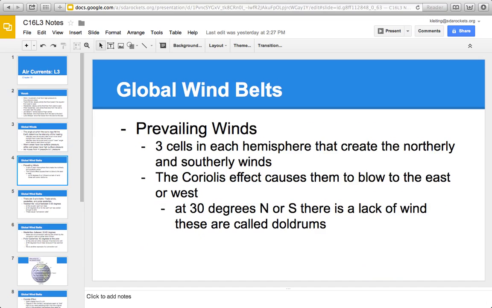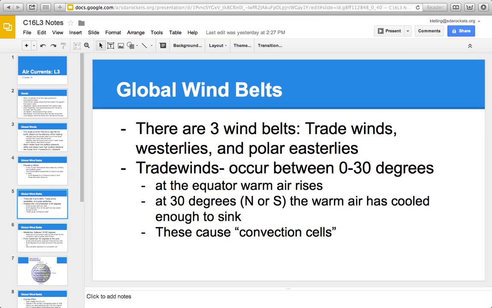Global wind belts. The prevailing winds are the name for three cells. There are three cells in each hemisphere that create the northerly and southerly winds. The Coriolis effect causes them to blow to the east or to the west. At 30 degrees north or south, there's a lack of wind. These areas are called doldrums. The three wind belts are the trade winds, the westerlies, and the polar easterlies.